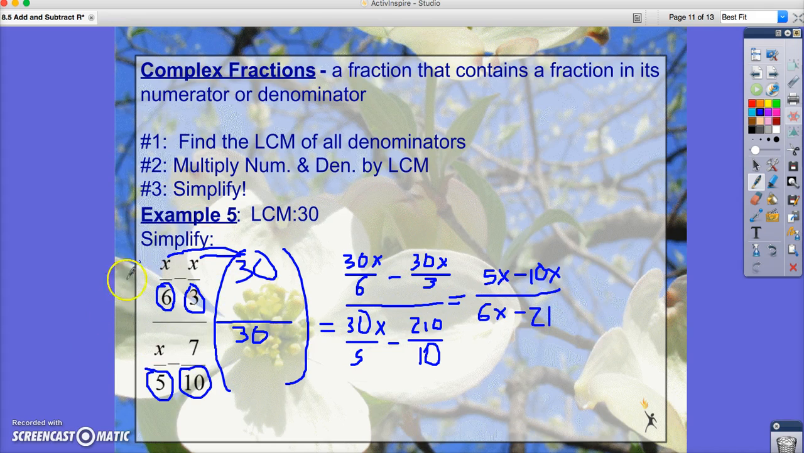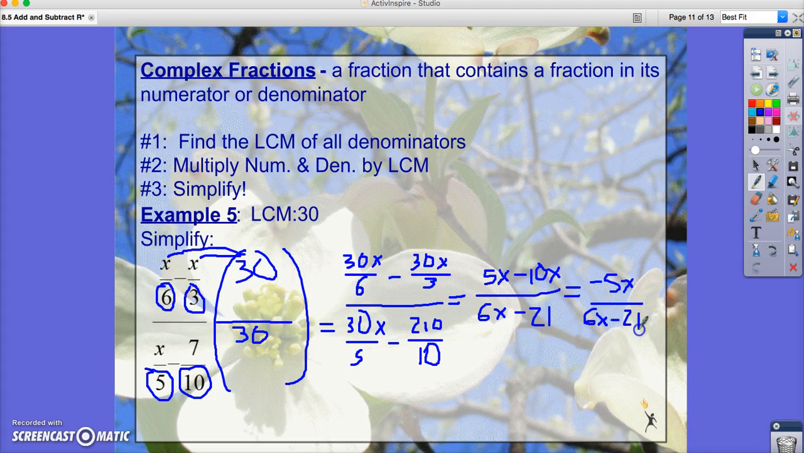So we had this big complex fraction, fractions within fractions, and now it's a simple fraction. Now the last thing is see if you can combine like terms. 5x minus 10x is negative 5x, then over 6x minus 21.